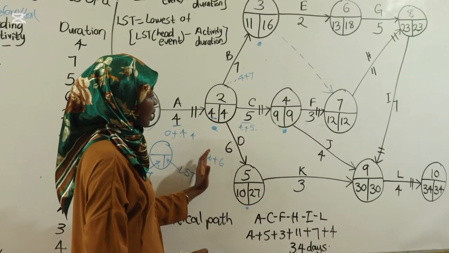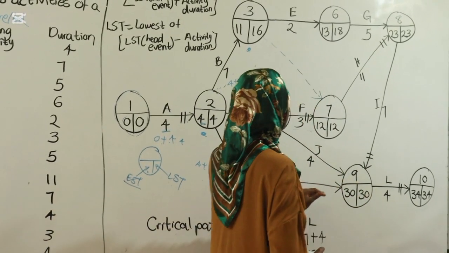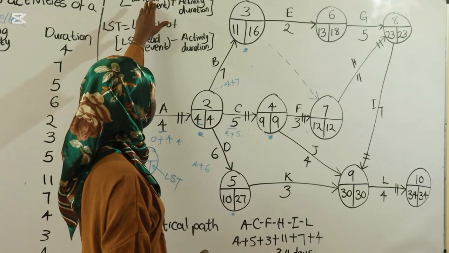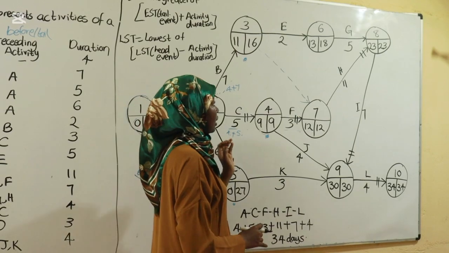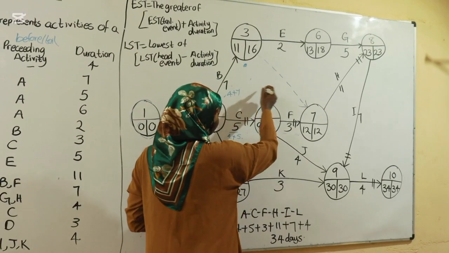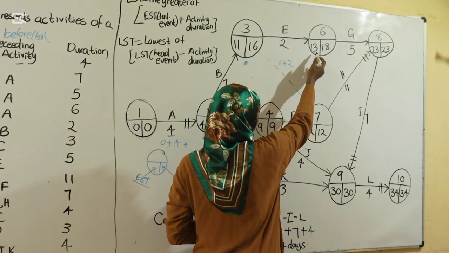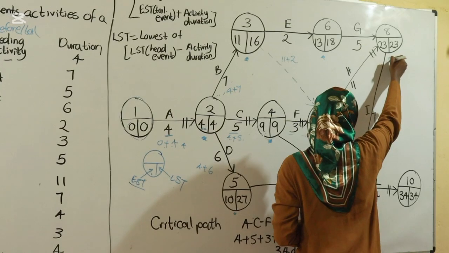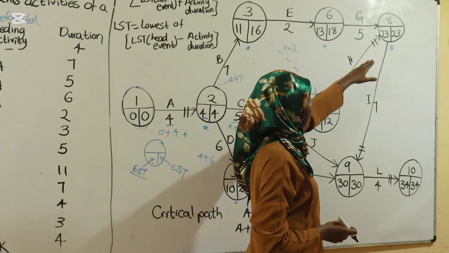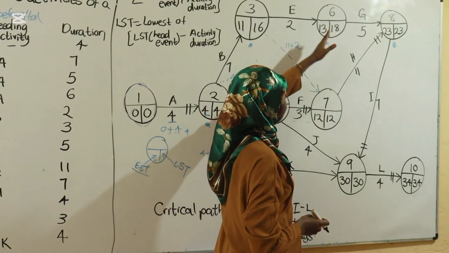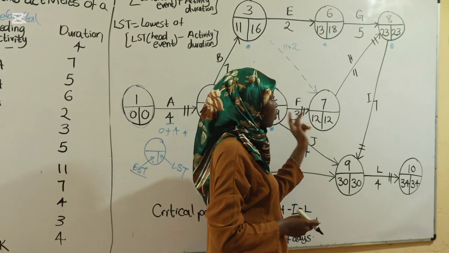So you're going to do this for all nodes until you get to the last one. But there's a catch. You see there's something here that says the greater of the EST of the tail event plus activity duration. This comes in when you're calculating for here: you take 11 plus 2, which is 13. Now when you want to calculate the EST for the number 8, how many tail events does it have? It has this tail event, and it also has this tail event. So here it has 2 tail events.